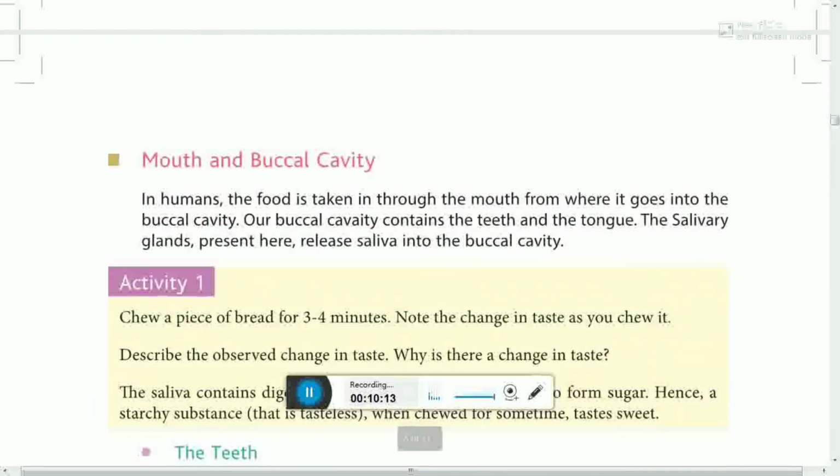First, mouth and buccal cavity. In humans, the food is taken through the mouth, from where it goes into the buccal cavity. Our buccal cavity contains the teeth and tongue. The salivary glands present here release saliva into buccal cavity.